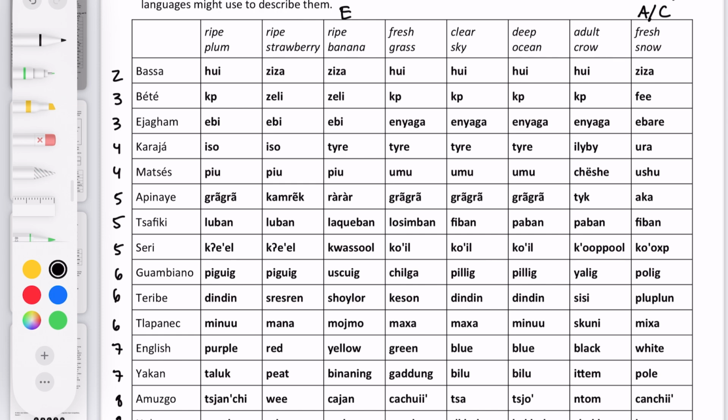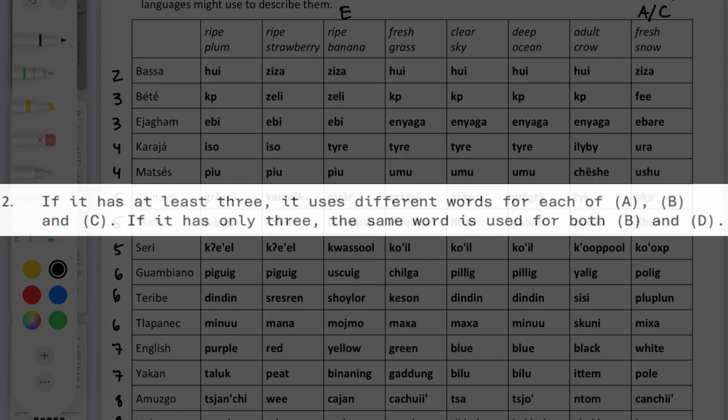Okay, and then if we read the next 2 rules, they're not really going to give us too much right now because we don't have any of the information that would be necessary for it. So we can go back up to kind of the first few rules. Mainly, I think we can figure out something from number 2 now, because if you remember, this one says that all languages with at least 3 color terms will use different words for A, B, and C.